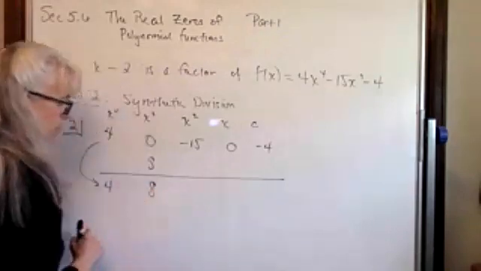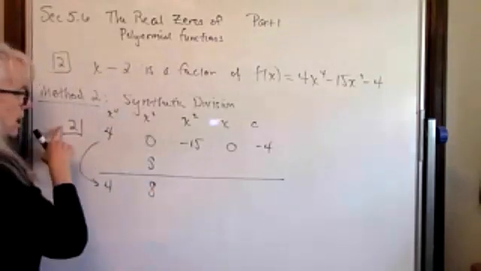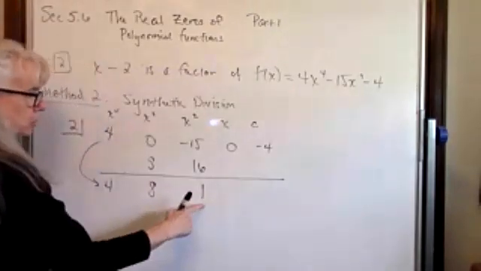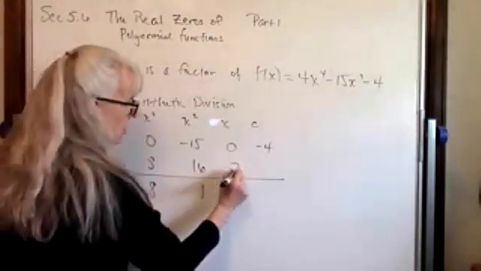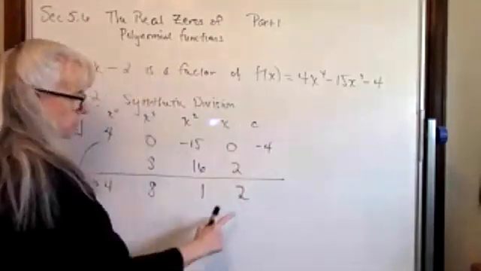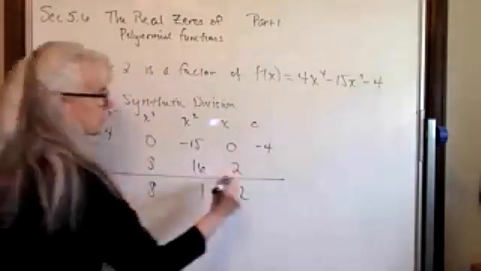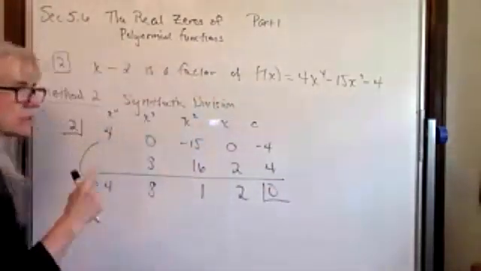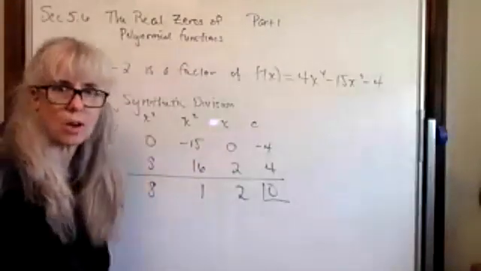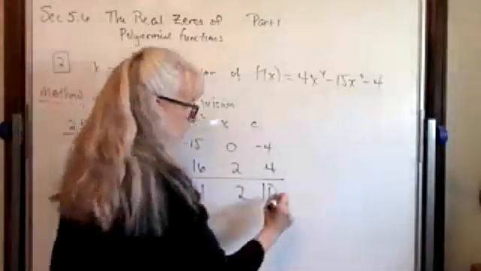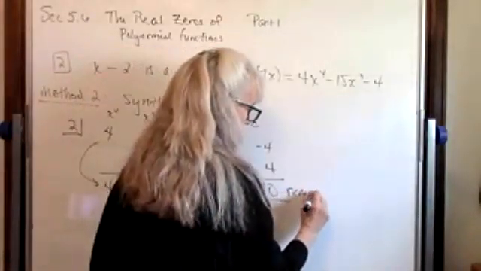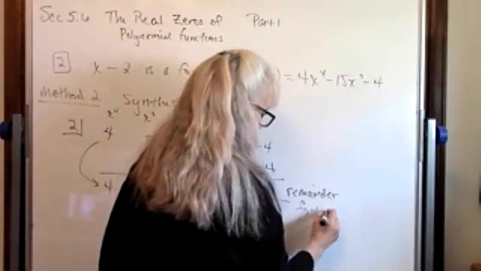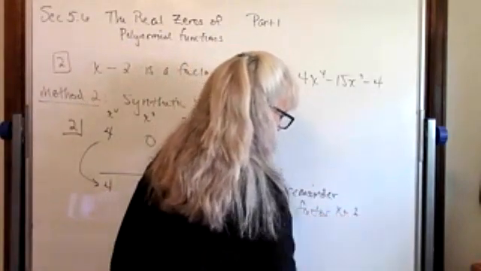And then we're just going to repeat that. So we multiply 2 times 8, which is 16. Then we add that column, which is 1. Multiplying 1 times 2, which is 2. Adding that column gives me 2. Multiplying 2 times 2, which is 4. Adding that column is 0. And that's the same 0 we would have gotten when we plugged the 2 into the function. So that over here is the remainder. And because it's 0, we know it's a factor. X plus 2 is a factor.